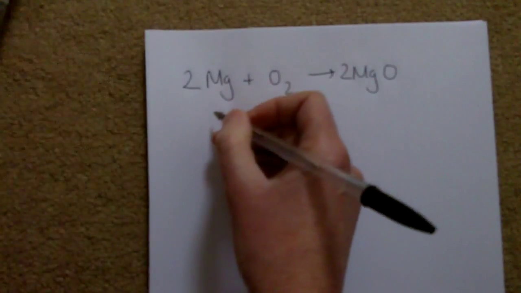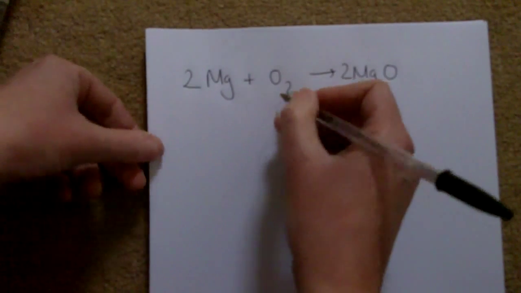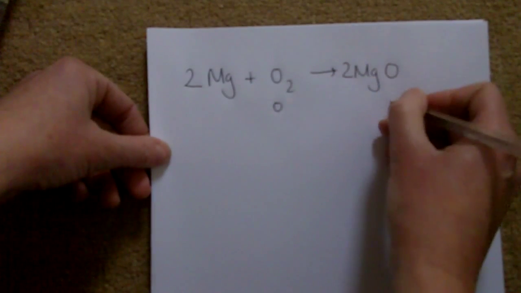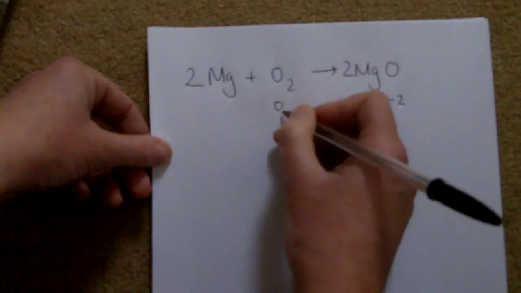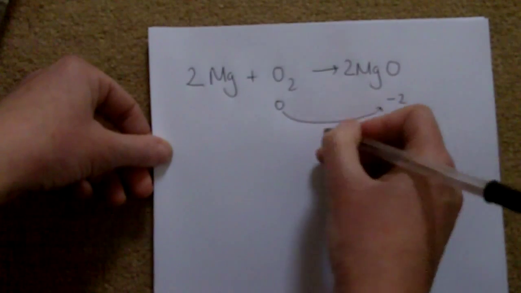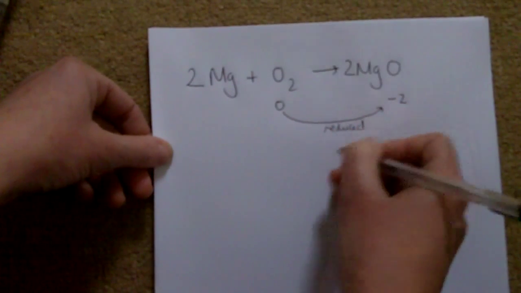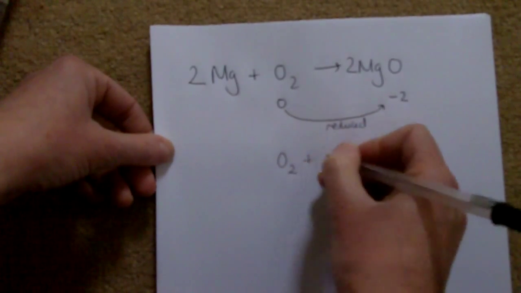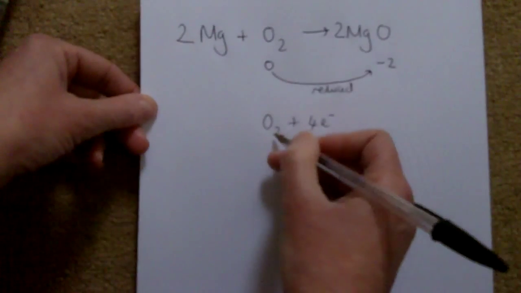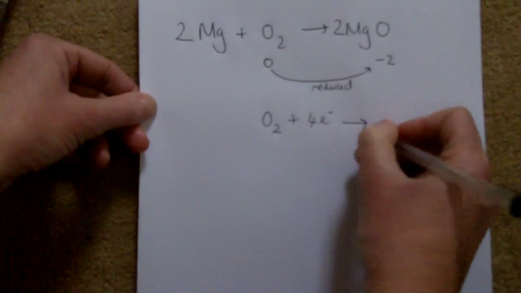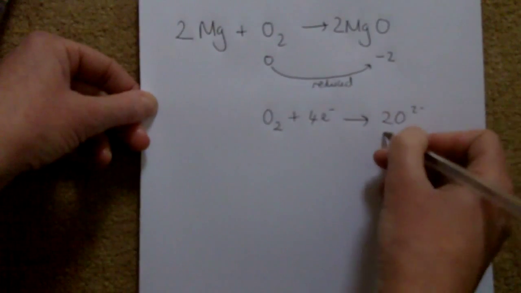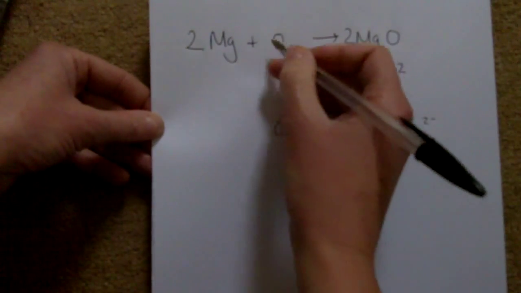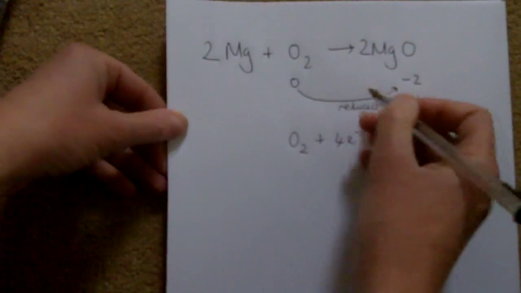In this example, oxygen is going from oxidation state 0 to oxidation state -2. The oxygen is being reduced. The oxygen is gaining electrons. Each O is gaining 2 electrons to form 2 oxide ions. The oxygen is being reduced.